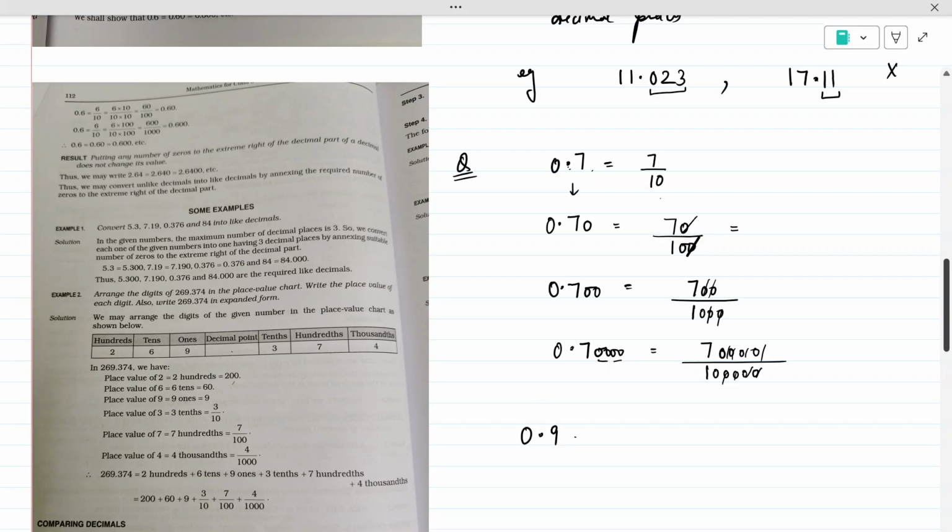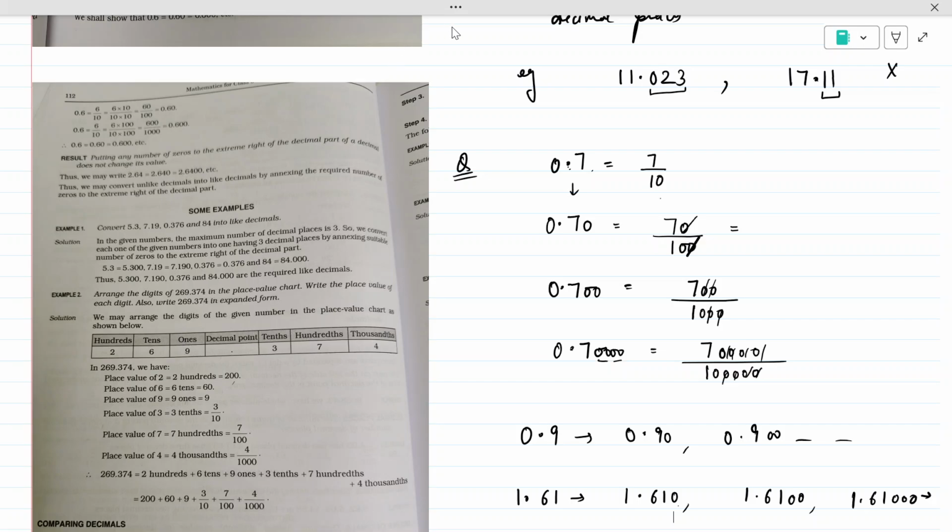I can write down 0.9 as 0.90, 0.900, etc. I can write down 1.61 as 1.610, 1.6100, 1.61000, and so on. That means we can write down any number of zeros after the last decimal number. That is not going to change its value. Okay, so this is done.